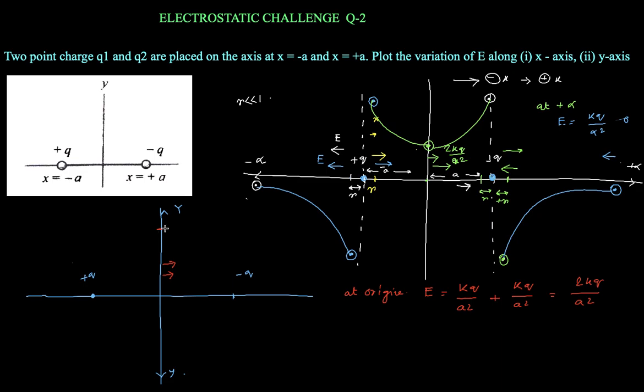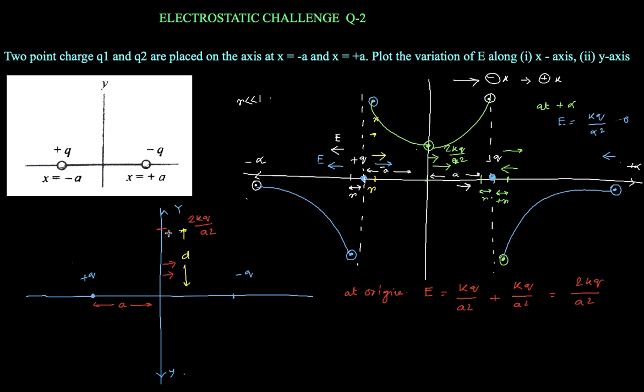So you can take this point as 2kq by a square. Sorry, not r square, it is a square. 2kq by a square. You can say that this distance is d, because we have to plot the graph for the y-axis. Now what should we do? We should know what is the electric field in this direction. So what is the electric field due to this charge at this point?